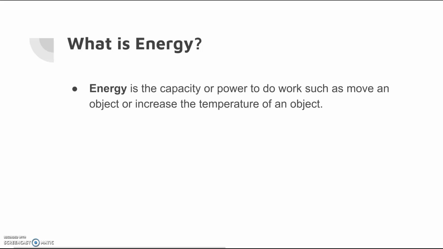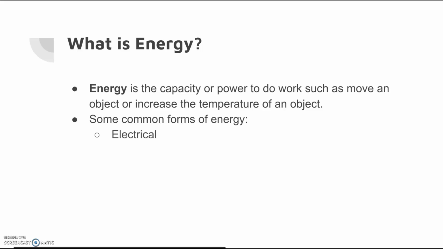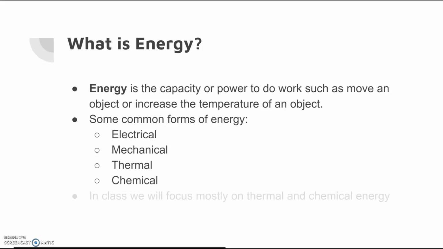In chemistry, energy is the capacity to do work, such as moving an object or increasing the temperature of an object. This definition applies for the scientific fields in general. Here are some common forms of energy: electrical, mechanical, thermal, chemical. In this class, we'll focus mostly on thermal and chemical energy.